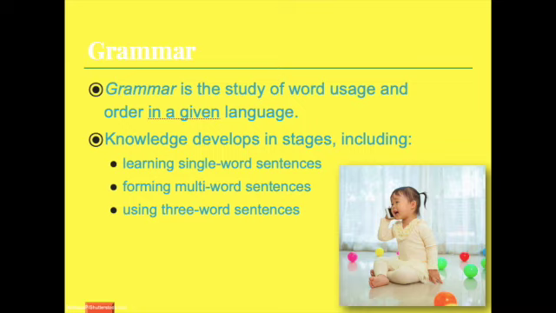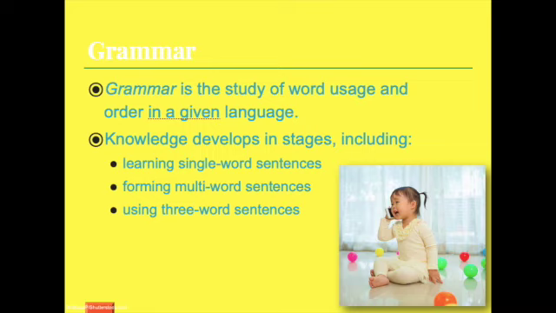Grammar knowledge develops in stages. First, toddlers learn single-word sentences. From 12 to 18 months, they use sentences of one word. This single word is often used by the toddler to mean different ideas at different times. For example, a child may say bye-bye to both identify a moving object like a car and to make a request like let's go. To understand these meanings, the caregiver has to note how the child says the word, what gestures they use, and what is happening at the time.